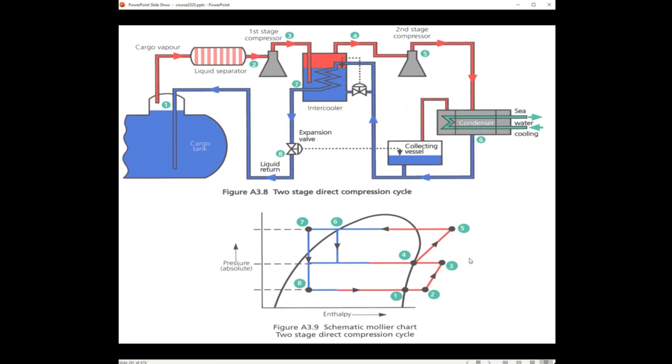Most of the time, you will find three-stage compression. This is exactly the same as this drawing, only that after the second stage, we add a third compression. So you just add an additional compressor. That's all. That's the only difference between the two-stage and a three-stage compression.